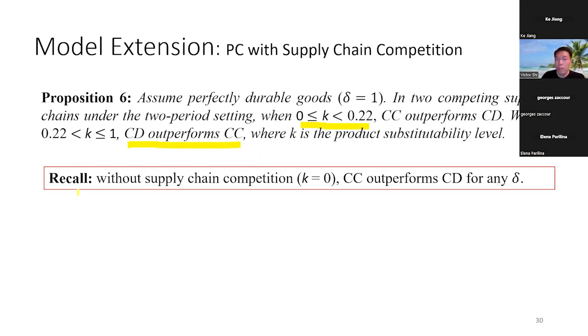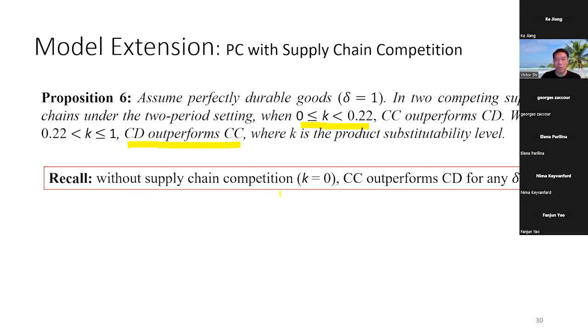Recall, previously we showed that without supply chain competition, meaning there's only one supply chain, CC, complete centralization, outperforms CD for any delta. So CC is always better for any delta, which means CC is also better than CD for delta equals 1, the perfectly durable goods. But here it says that actually CC is better only when K is relatively small.